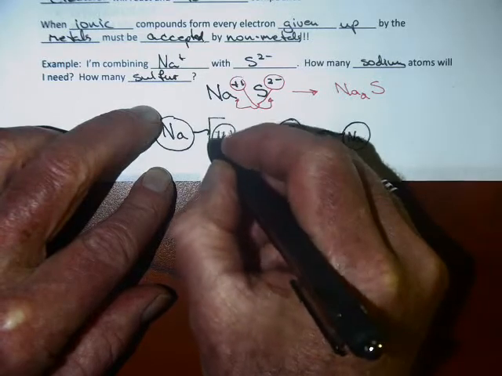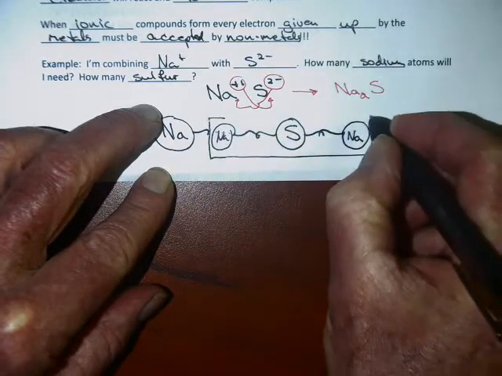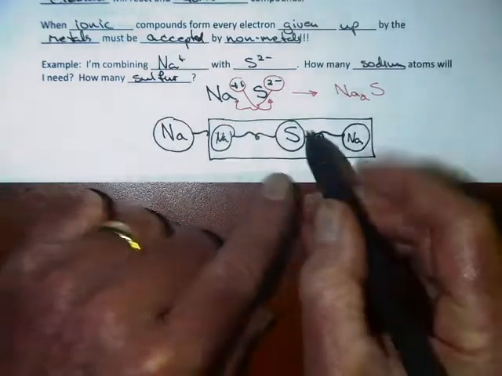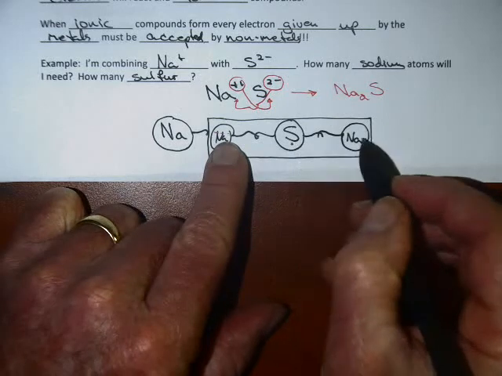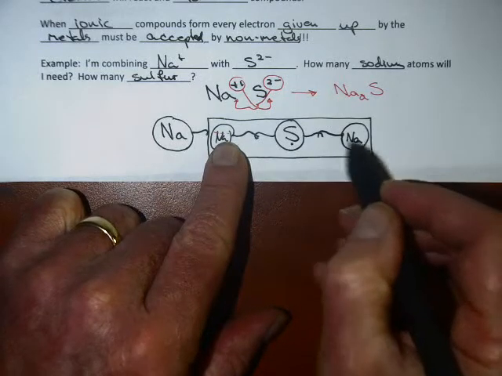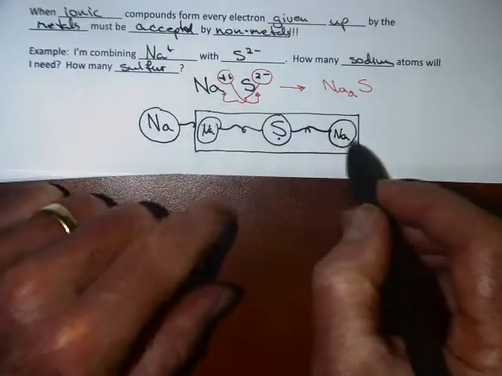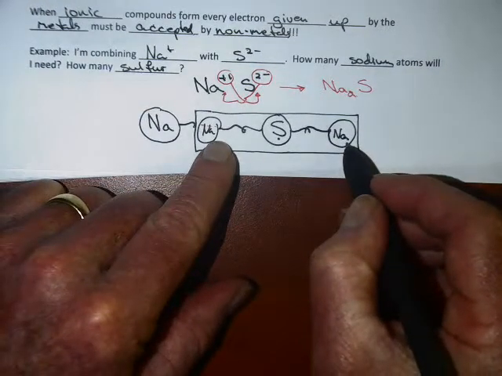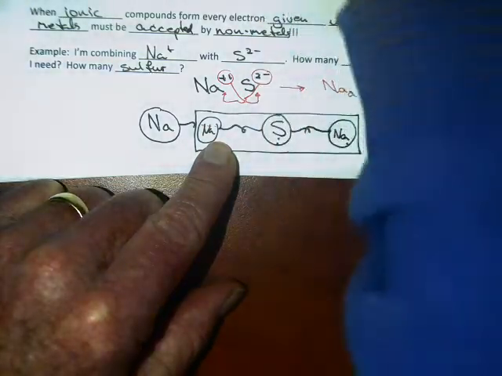So we're looking at just looking at this now. So this is what it's going to look like. You're going to have 1 sulfur in the middle, and you're going to have sodium on each side. And this is actually what happens. Okay? So this is Na2S, just like that. Okay?